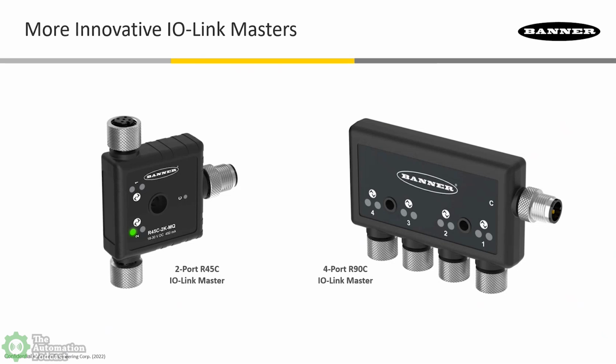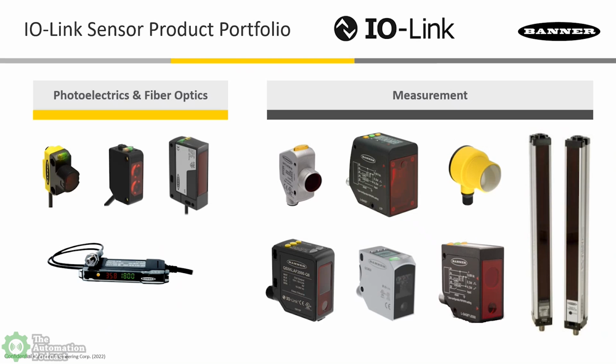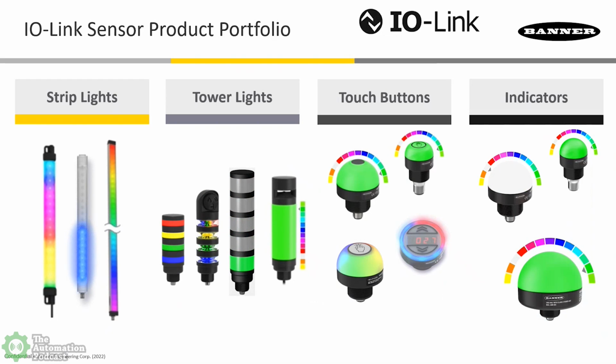That's awesome. Yeah. Banner also has a lot of different IO-Link sensors out there, including our photoelectric, fiber optic, and measurement sensors. We've been in the IO-Link sensor world for a long time. Additionally, we have some really cool lights. I love these lighting products. They're available in many different form factors and configurations. What IO-Link enables us to do is some really cool custom animations and colors to fit unique applications with some of these lighting products, on strip lights, maybe doing things like tank level, our tower lights, our IO-Link touch buttons, and also some of our IO-Link indicators.